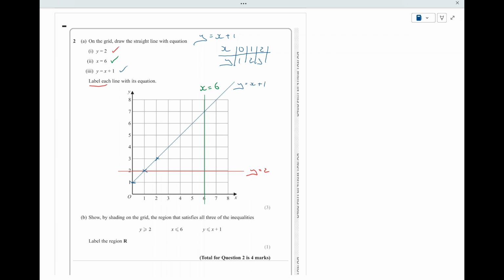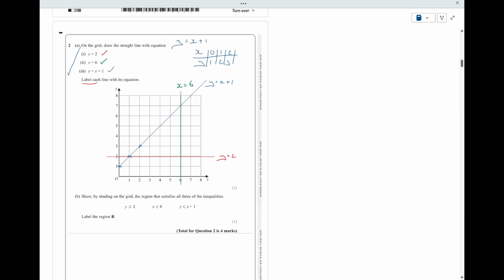Okay, so I've done part A. Part B. Show by shading on the grid the region that satisfies all of these inequalities. Well, I need y to be greater than or equal to 2. So I'm going to need to be above this red line. I need x to be less than or equal to 6. So I'm going to need to be to the left of that. And I need y to be less than or equal to x plus 1. So I'll need to be below that line.